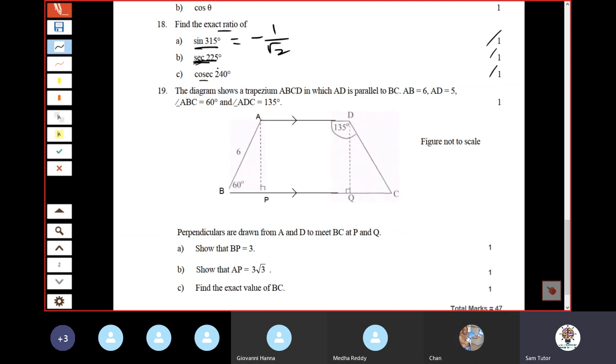Sec, there is no sec on your calculator. So what must you do with sec? You find out what sec is, isn't it 1 over cos? Correct. So 1 over cos 225. So you're going to work out what cos is. Cos 225 is -1 on root 2. 1 over -1 on root 2, you're going to just flip it and multiply, which becomes negative root 2.